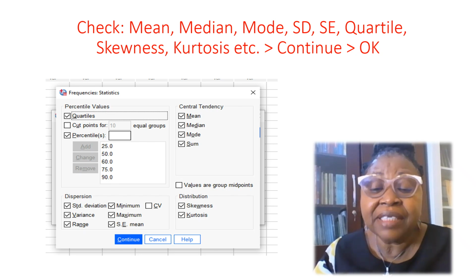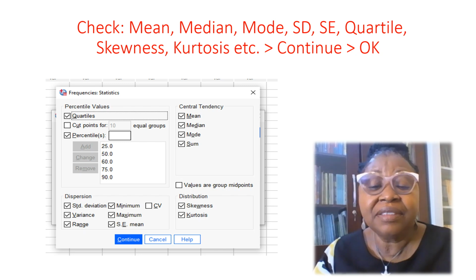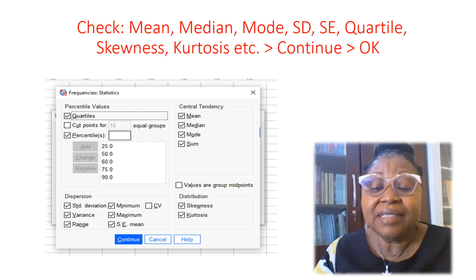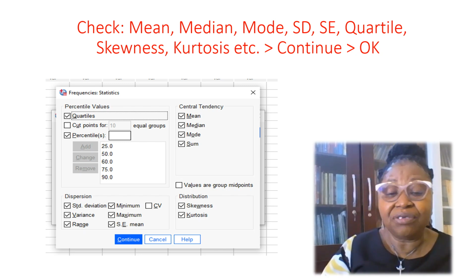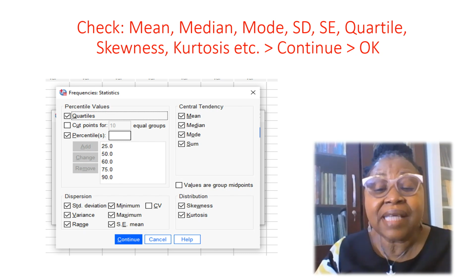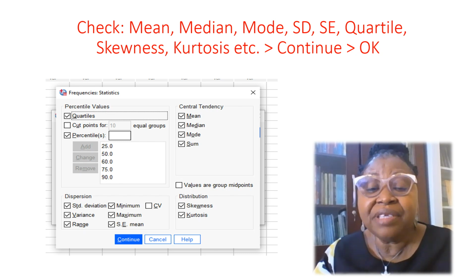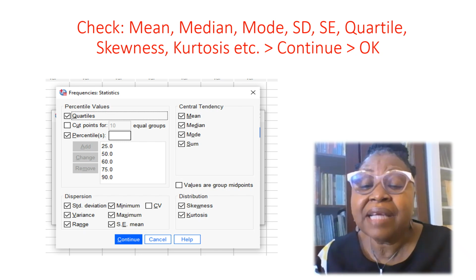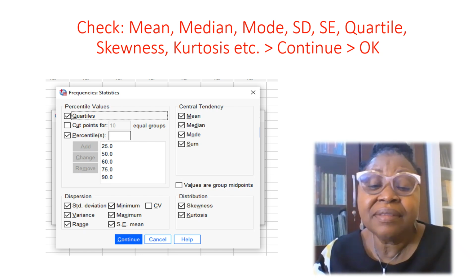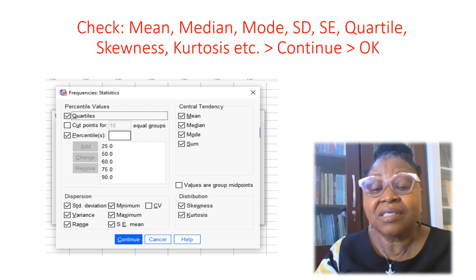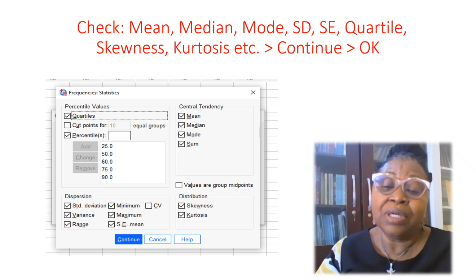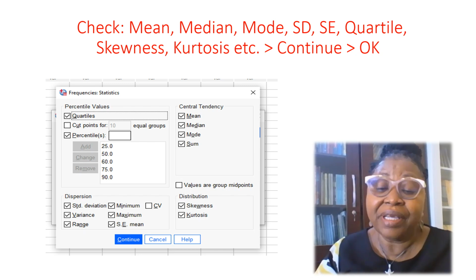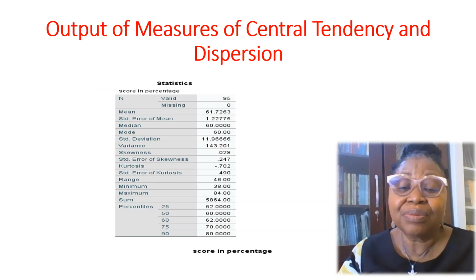You can now check the mean if you want the mean, check the median, check the mode, then check standard deviation, percentile if you so desire. So you check the mean, median, mode, standard deviation, standard error, quartile, skewness, kurtosis if you want them. After doing that, you click Continue and then OK. It will give you the output.